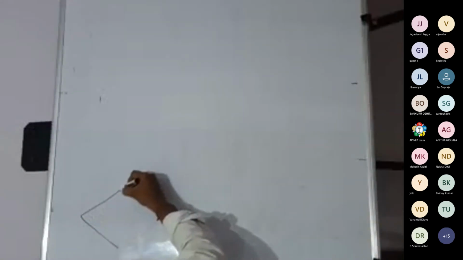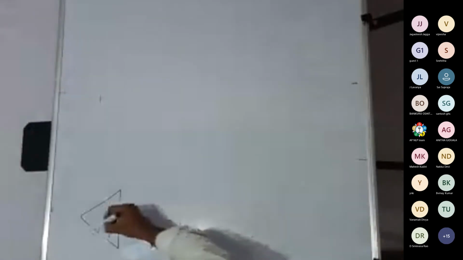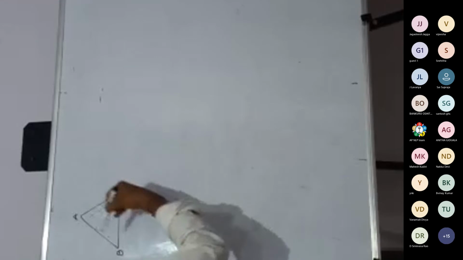Triangle means how many sides? So this is a very important topic for the SSC CGL examination. It's the most important topic. Triangle means how many sides? We have 3 sides and 3 angles. We can call it a triangle. Then, see, A, B, C are the vertices of a triangle.